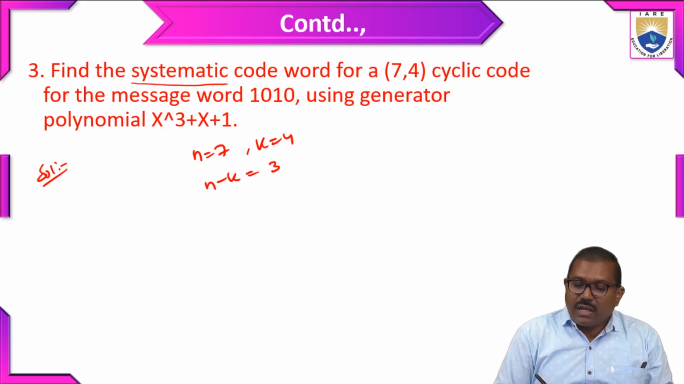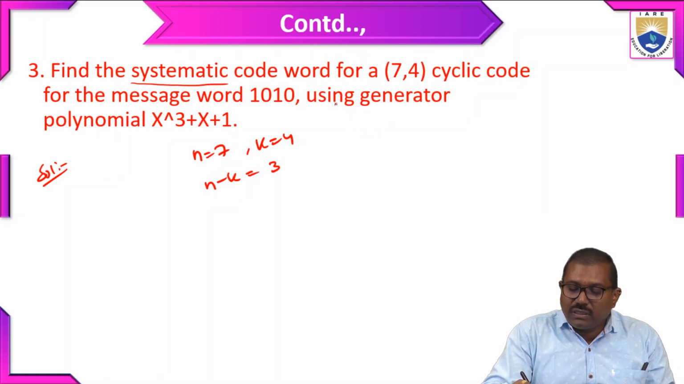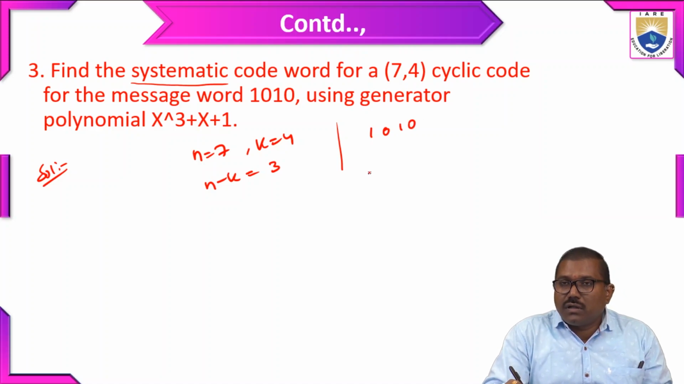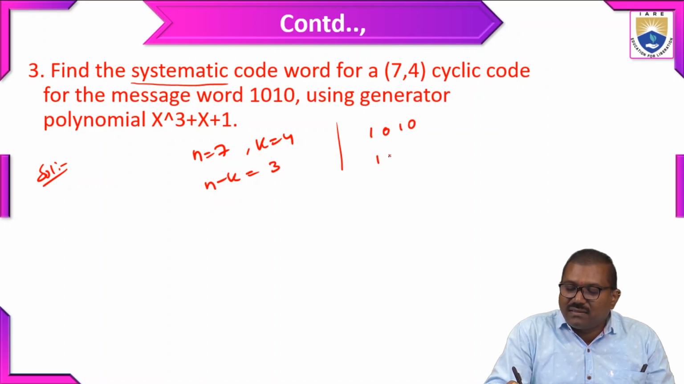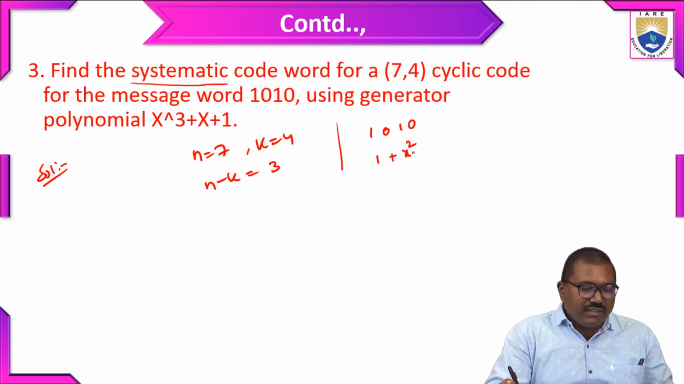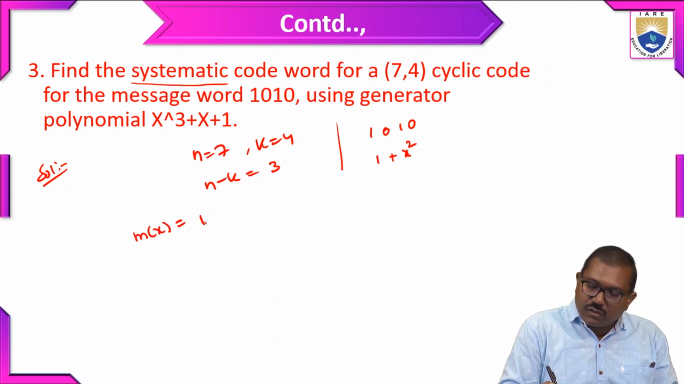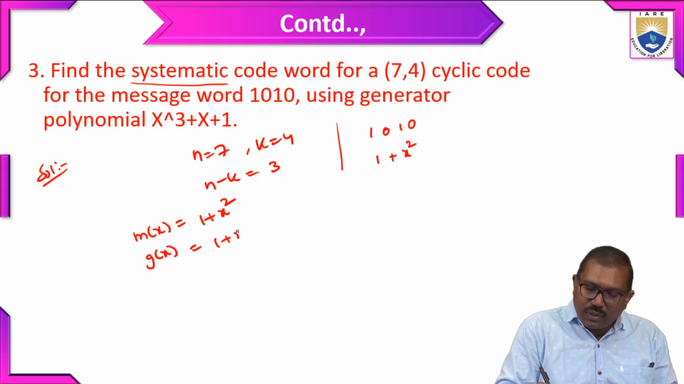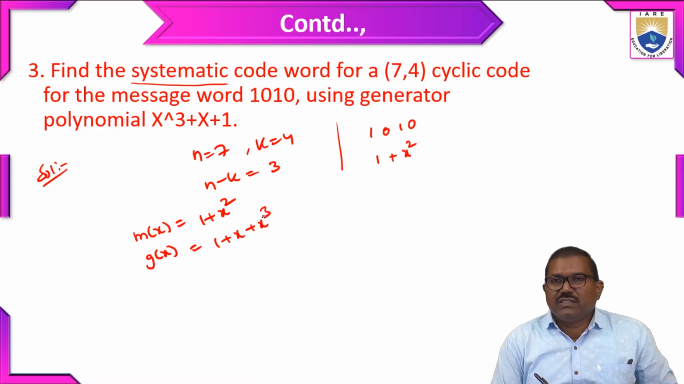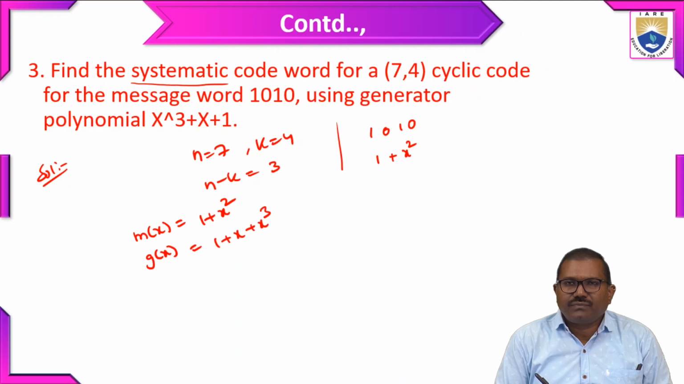Okay. And here we convert this message word also into a polynomial. 1010. So already told, 1, x is there, no; plus x square term is there, yes; x cube term is there, no. So m of x is nothing but 1 plus x square. So m of x is equal to 1 plus x square, and g of x is equal to 1 plus x cube. This is my g of x. So find the systematic code word.